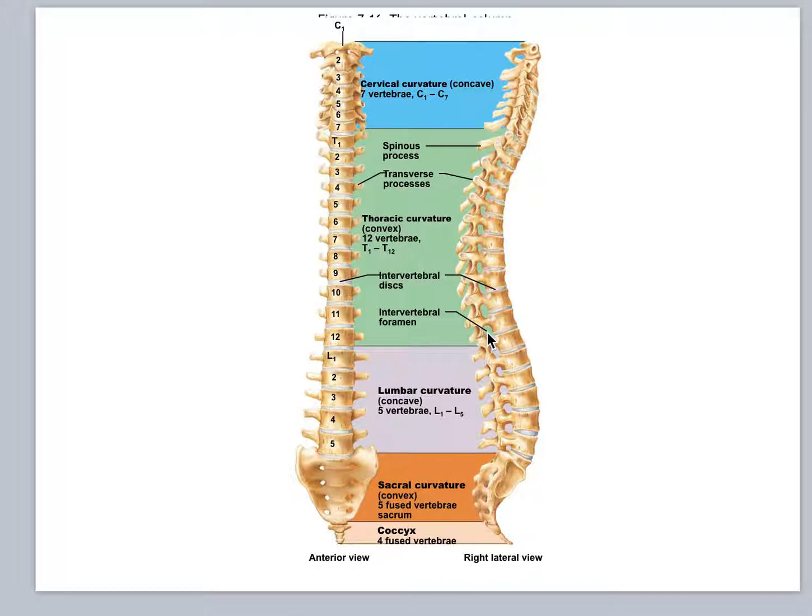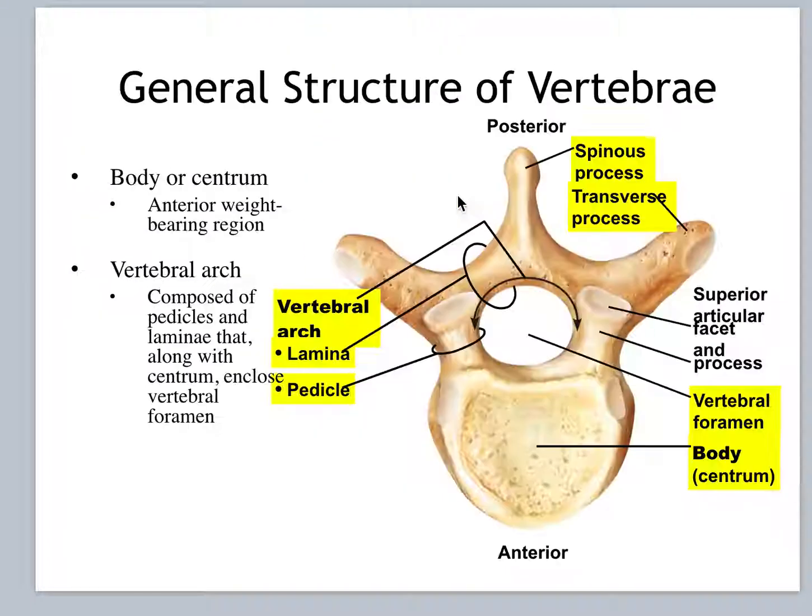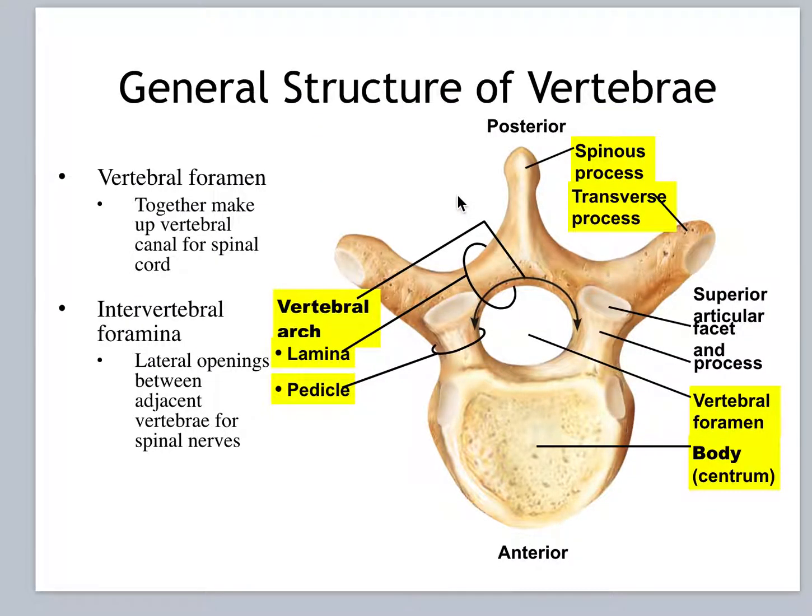There's a hole between each of the vertebrae. Intervertebral, think of interstate, it means between the states. Intervertebral means between the vertebra. So the hole, foramina, it means hole. It's a hole in between the vertebra. That's where the spinal nerves exit the spinal vertebral canal to go down to the limbs or supply the muscles of the arms and legs. There's an intervertebral foramen all the way up and down the spine at each level. So that's the lateral opening between adjacent vertebra for spinal nerves to exit.